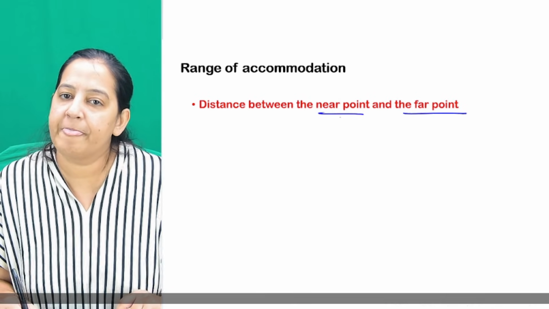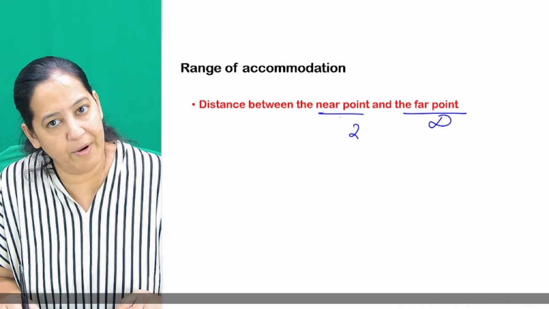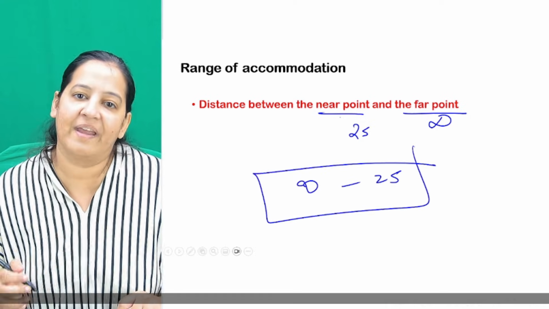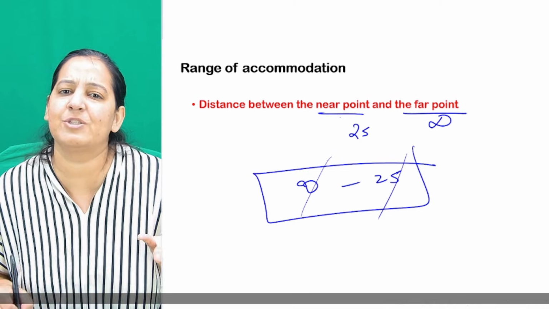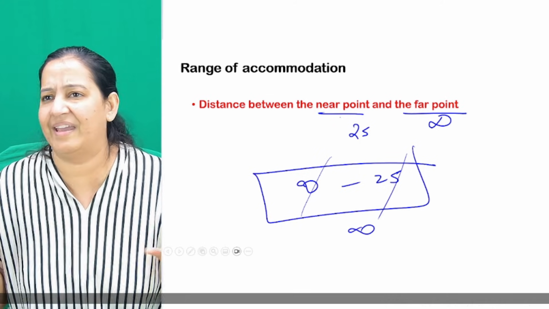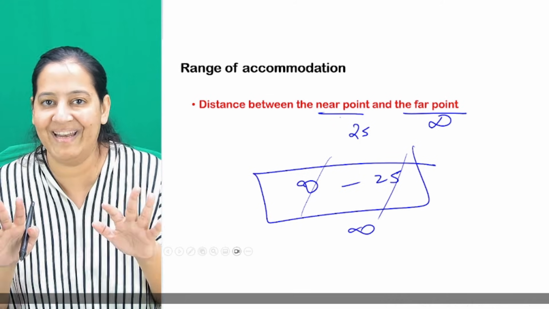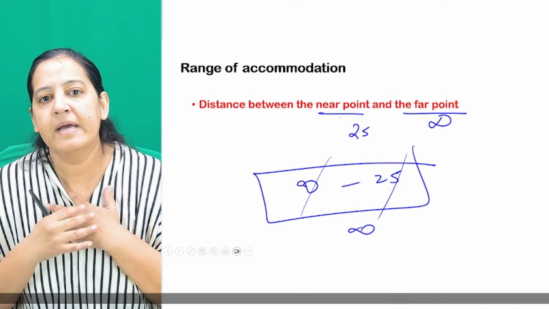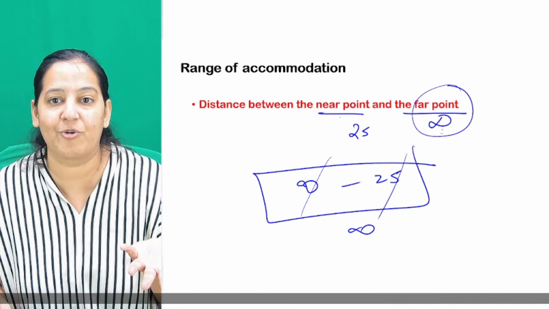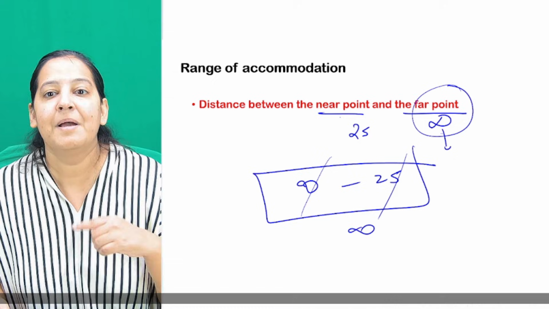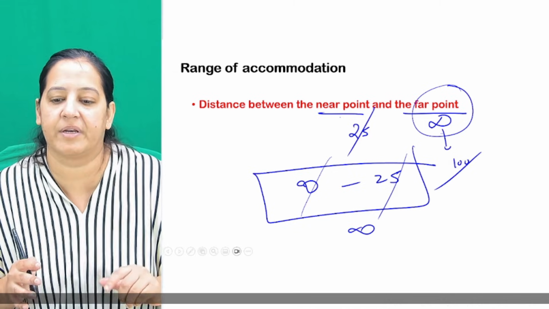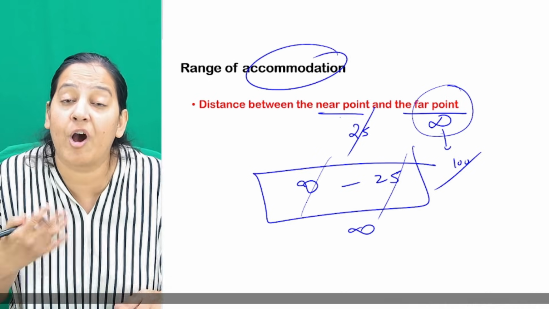Whatever your near point, my far point is infinity and my near point is 25. So infinity minus 25, whatever the answer, that is my range of accommodation. Basically infinity minus 25 is infinity only, so my range of accommodation is infinity. I can accommodate my eyes to any level because I am emmetropic. Some people's far point is not infinity. In myopia or hypermetropia, it will be some centimeters, maybe 100 or 200. So 100 minus 25 will be the range of accommodation, that is, how much you can accommodate your eye.